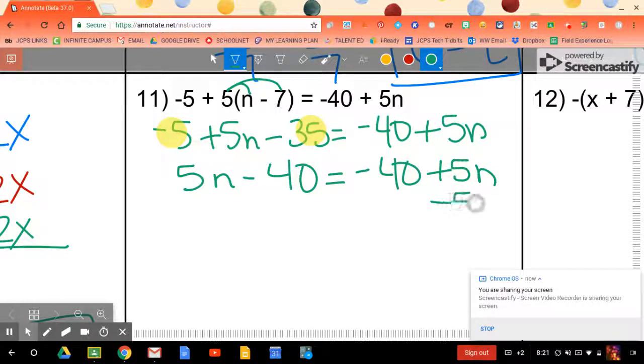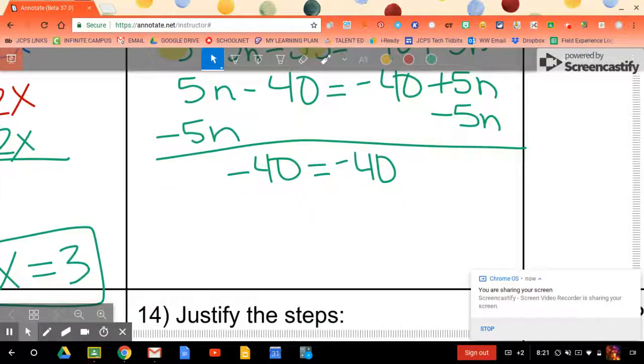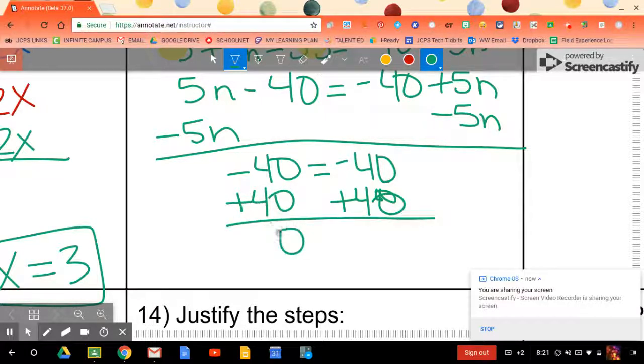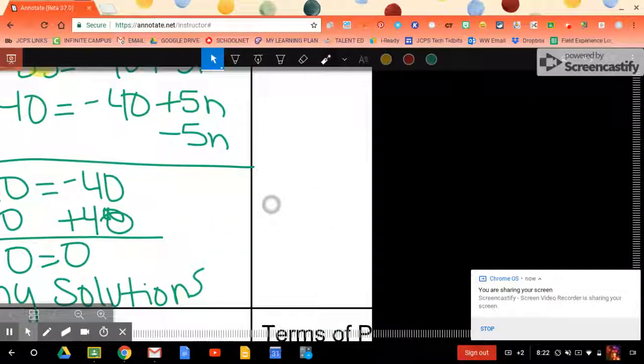Next step, move our variable, so we're going to move that over to the left side. That actually cancels because 5n minus 5n is 0, so you get negative 40 equals negative 40. Then you have to move your constant. So we're going to do the opposite of negative 40, which is plus 40. Add 40. So we get 0 equals 0. And if you remember, this means many solutions. So most of them have been one solution, but we've had one no solution and one many solutions.